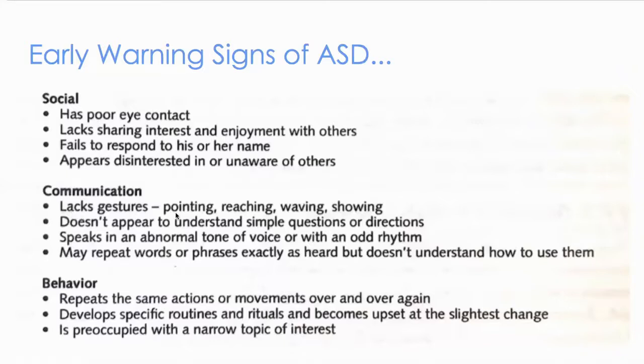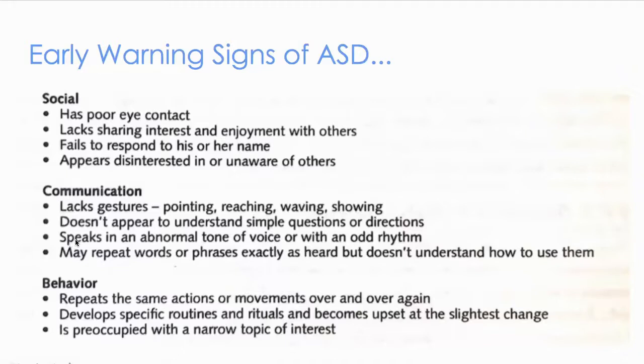Jumping to this communication piece, we'll just read these bullet points off. Lack of gestures, again, pointing, reaching, waving, and showing. The student might not appear to understand simple questions or directions. That's considered receptive understanding or receptive communication. Speaks in an abnormal tone of voice or with an odd rhythm.